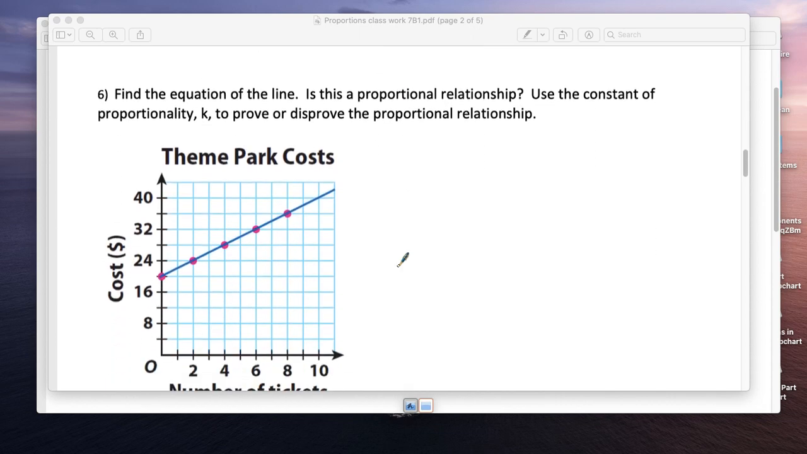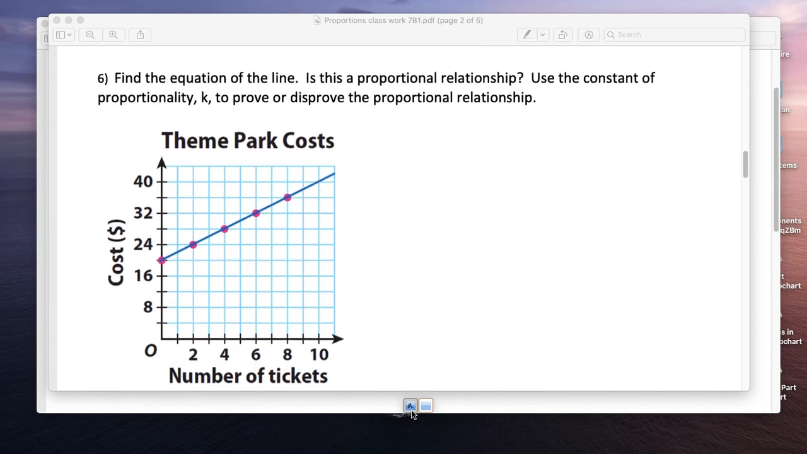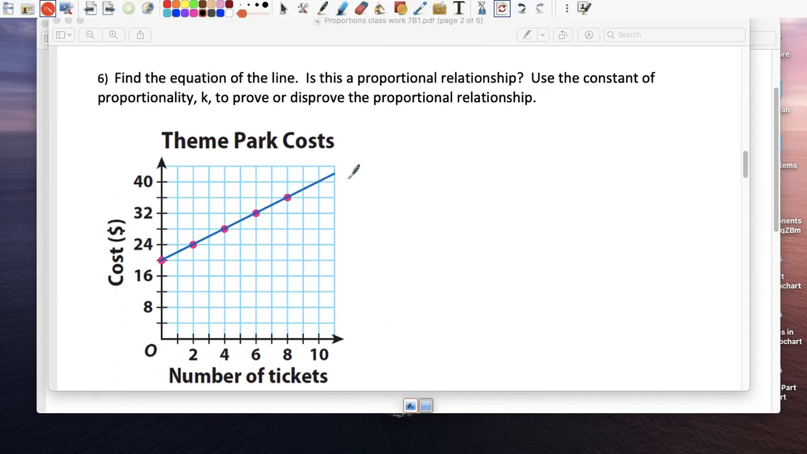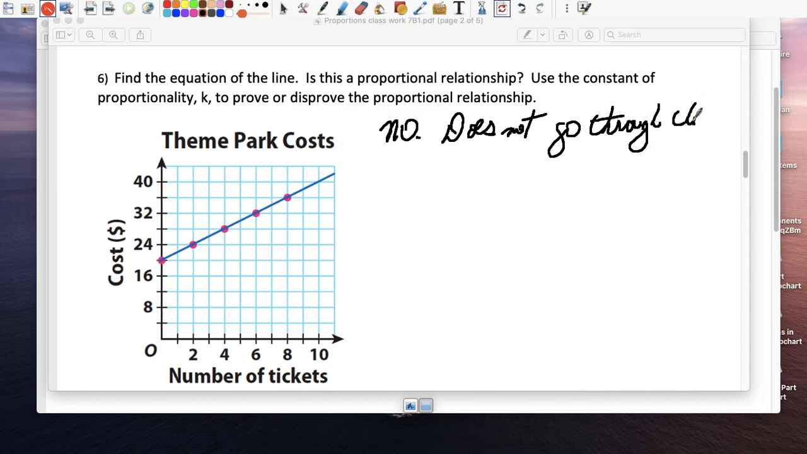Find the equation of the line. So right off the bat, just by looking, you can tell me it's not proportional. It doesn't go through 0, 0. It's a straight line, but it doesn't go through 0. Is there a proportional relationship? No, it does not go through the origin. Find the constant of proportionality k. Well, we can't find it because it's not proportional.